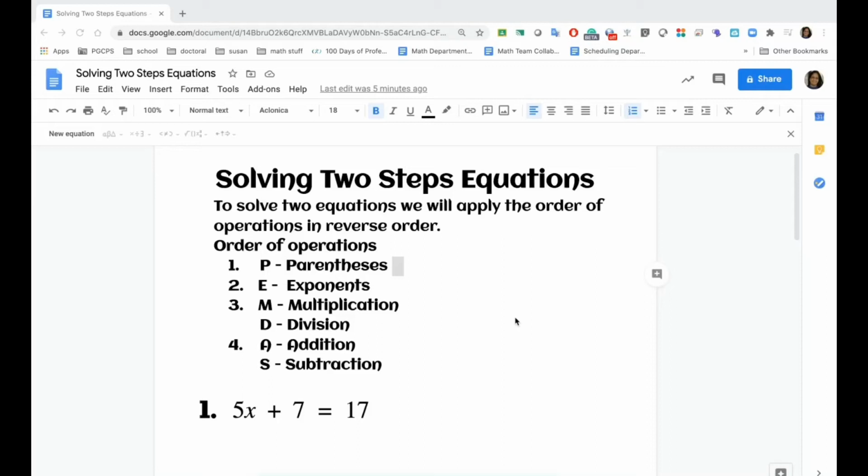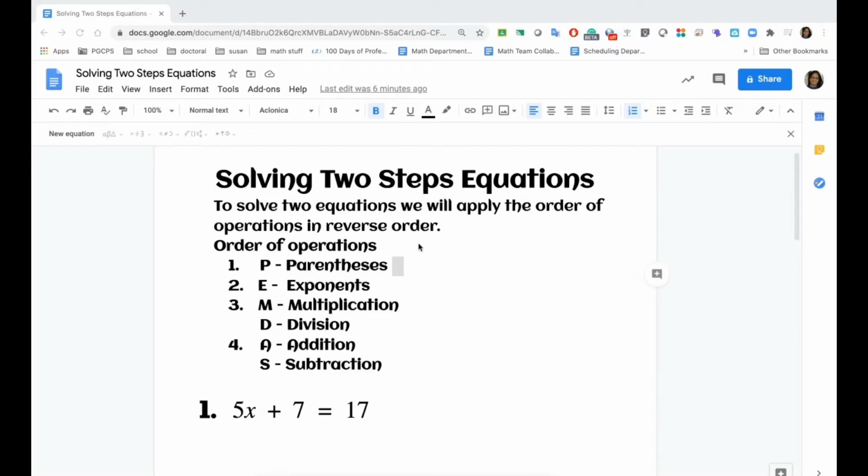In this video, I will show you how to solve two-step equations. Two-step equations are those equations with two operations. It can be addition and subtraction, multiplication and division, or multiplication and addition. So there are always two operations involved in a two-step equation.